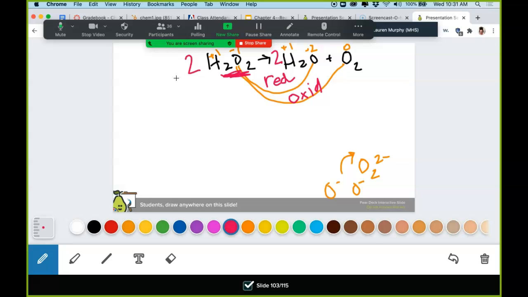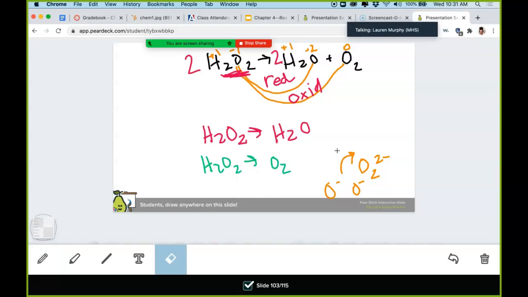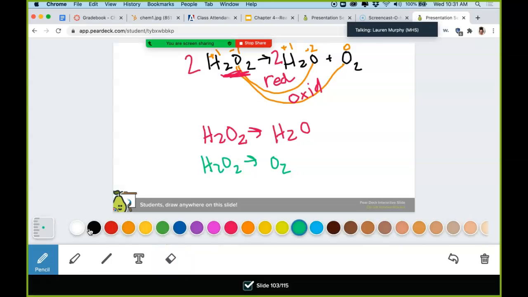So I'm going to show you how to balance this the half reaction way. We'll take our half reactions: H2O2 going to H2O, there's one half reaction. And I'll take my other half reaction, H2O2 still, but this time it's going to O2. I want you to take a moment and balance these half reactions. You should be pretty good at this by now.